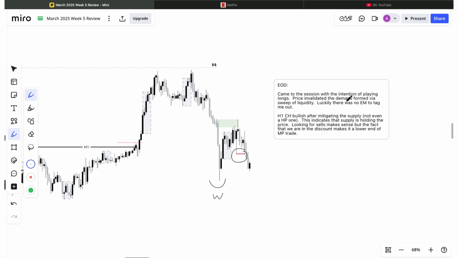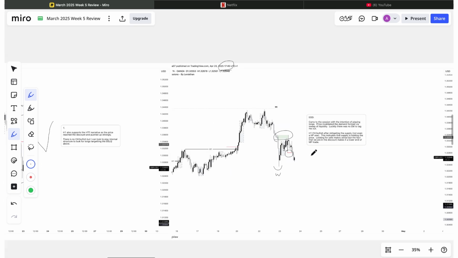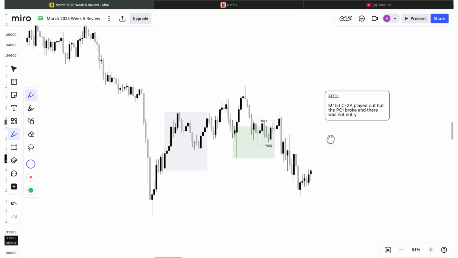Price invalidated the demand zone. Actually, I thought of playing longs from here, but that's highly risky because when a supply is holding and you are trying to play longs with the internal demand zones, that's very highly risky. So I didn't take this play. Luckily, I got out of this trap, and price respected the supply and started to push down. This was actually the trade that I looked to take.